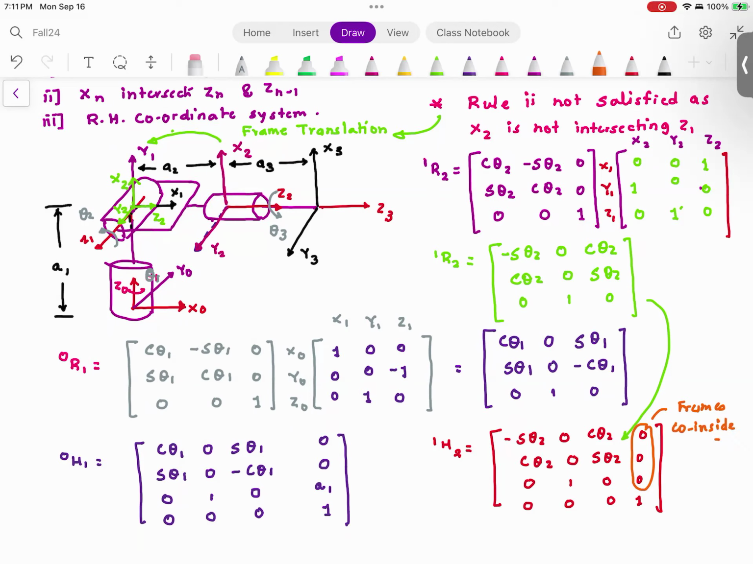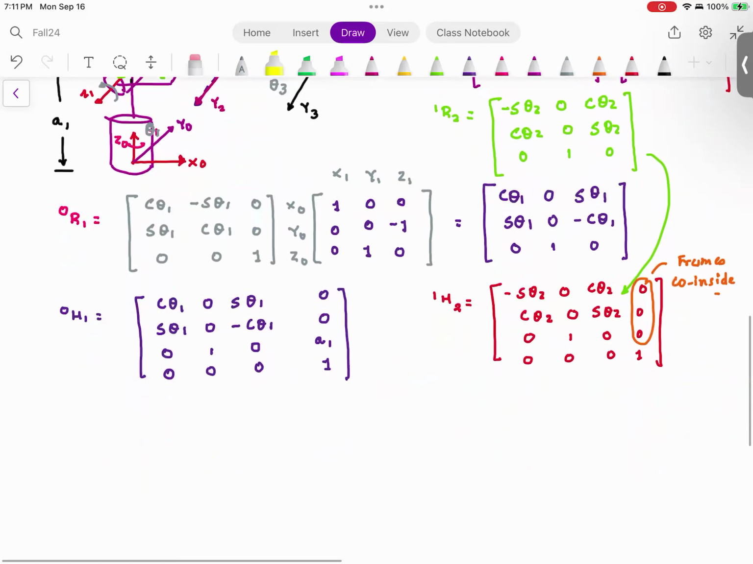Everyone understood this? Now comes the next part. Now the next part is, what are we gonna do with the frame x3, y3, and z3? Now, what this means, right now, when we are trying to solve this problem, I want you to look at the problem like this.